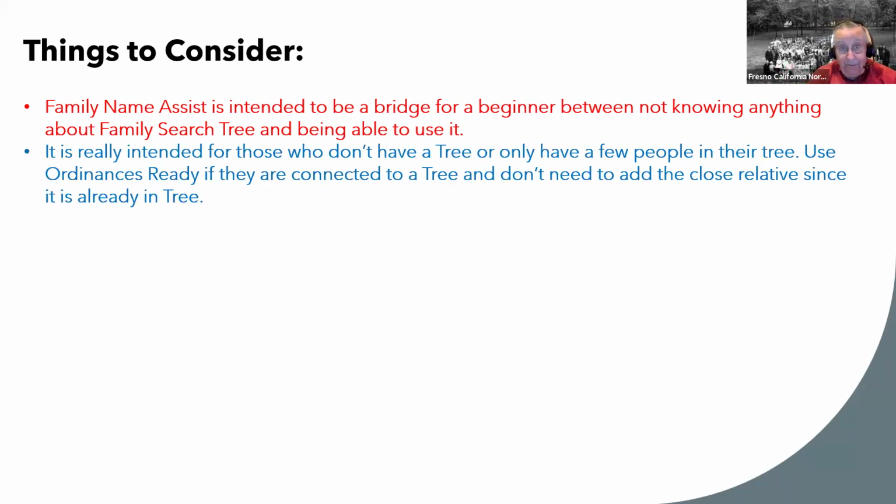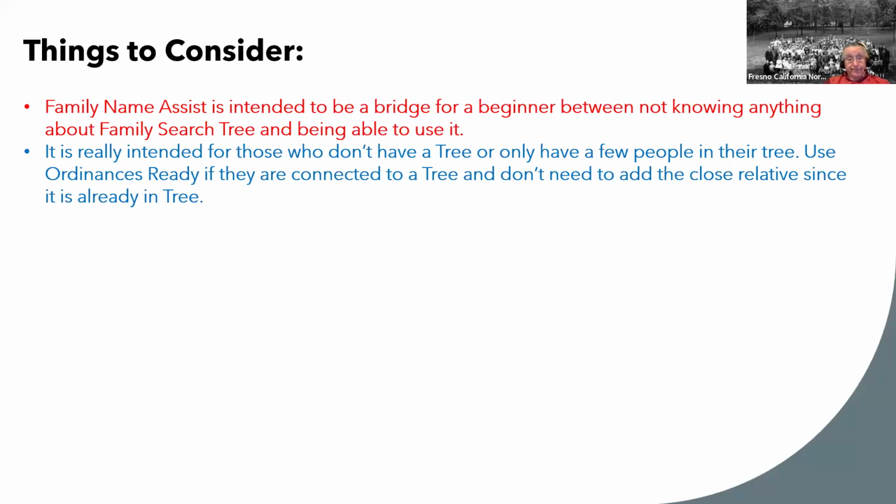It's really intended for those that don't have a tree or only have a few people. If somebody's been able to sit down with them and help them develop the immediate family in their tree, they really don't need this. They can just use Ordinances Ready, and it's going to pull up these people, because Ordinances Ready will look at their tree and pick the closest people to them that need temple work. And if they put in their parents who might be deceased, that'll be the first things Ordinances Ready is going to pull up.